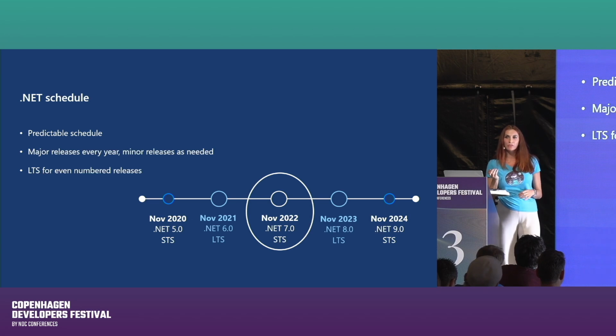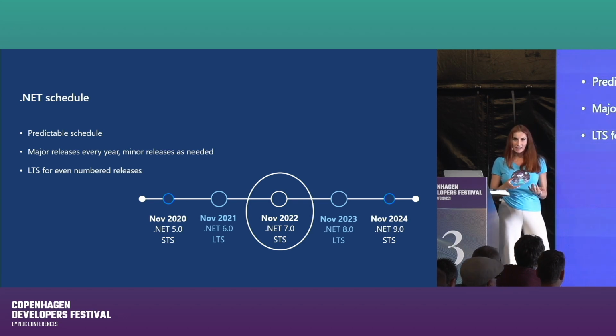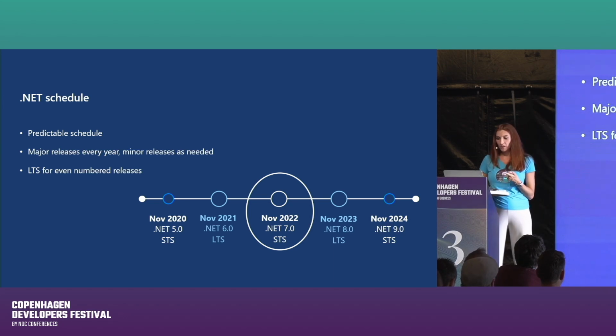We are releasing previews almost every month to let you have access to the latest things that we are working on currently and provide us feedback. Right now, we are on .NET 7. We have released it in November 2022, and very soon .NET 8 is coming. And .NET 8 will be another long-term support. It will be supported for 3 years, so I highly recommend upgrading to .NET 8.